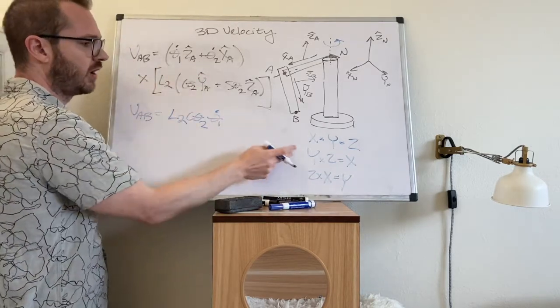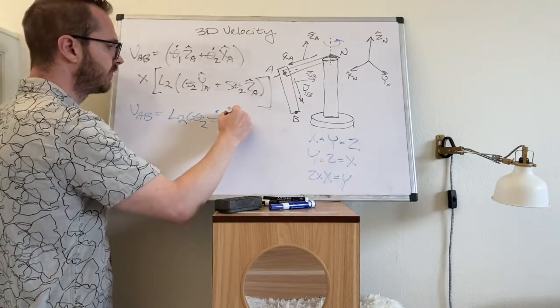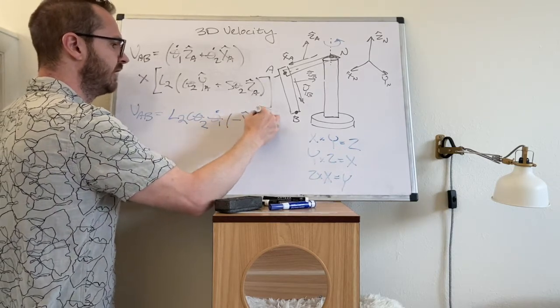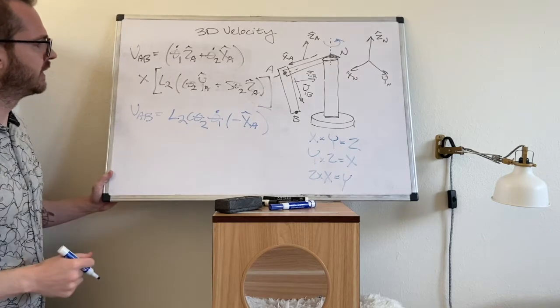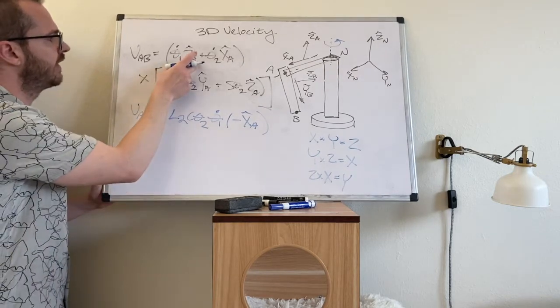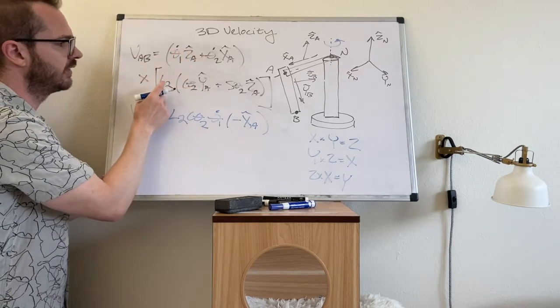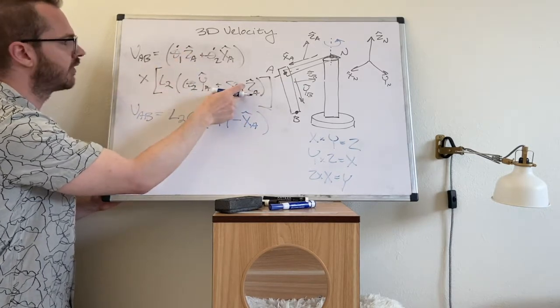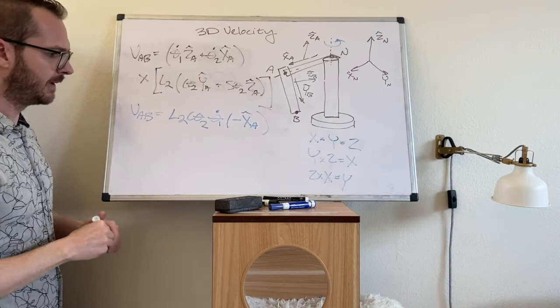So Z cross Y, if Y cross Z is X, then Z cross Y is negative X. So this is negative X at A. There's our first term. The second term, we would have theta 1 dot ZA cross L2 sine theta 2 ZA. Notice how it's ZA cross ZA in this case.